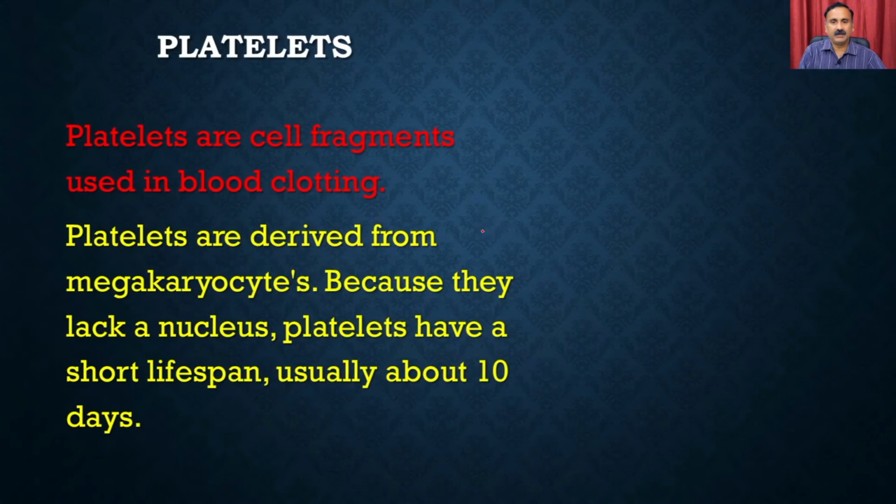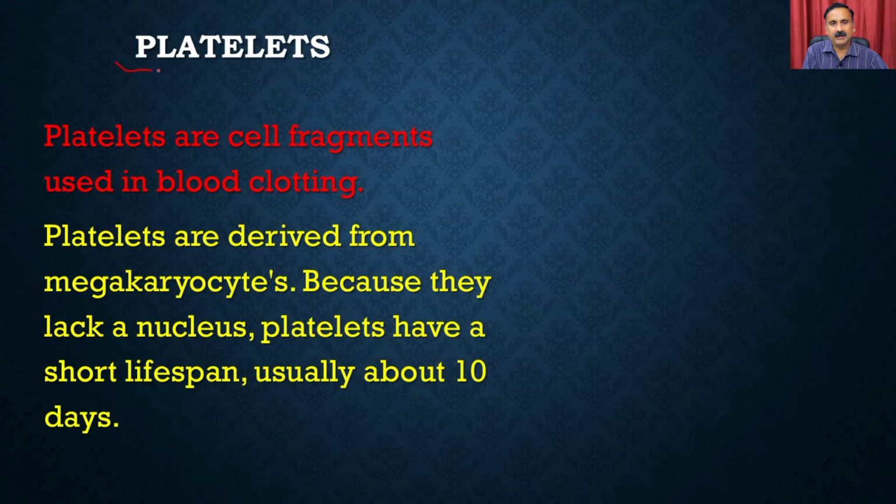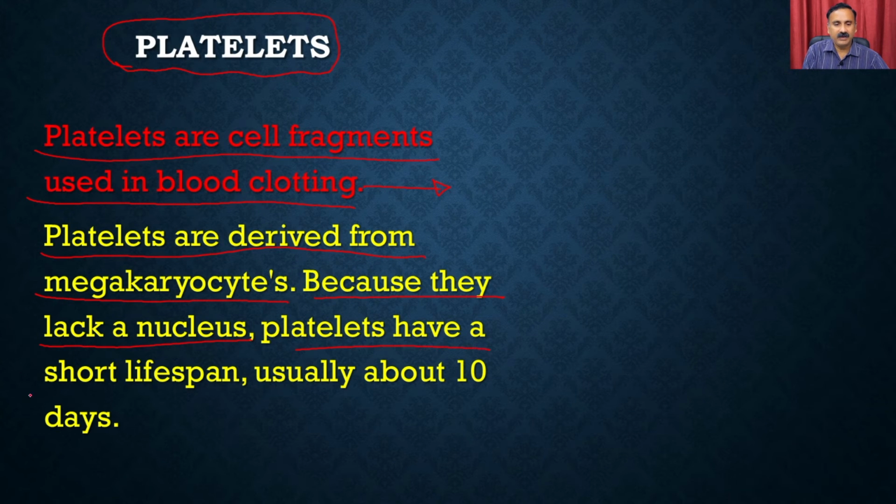Now let's move on to the third cell type. The third cell type is called the platelets, and the platelets are the cell fragments which are used in blood clotting. The platelets are derived from the megakaryocytes. Because they lack a nucleus, platelets have a very short lifespan, usually 10 days. So what the platelets are doing is, they are going to function in blood clotting.